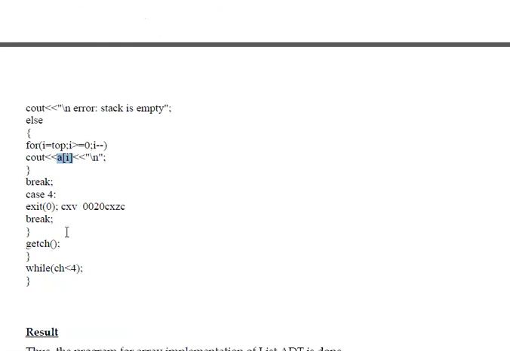Then in the do while loop, when the choice is less than 4, the condition will be repeated. When the condition is not satisfied, the loop will exit and the program will be terminated.